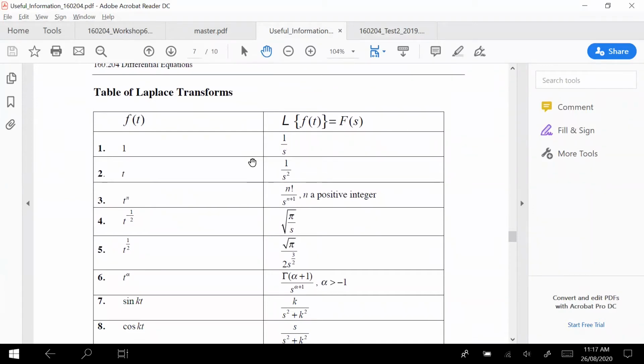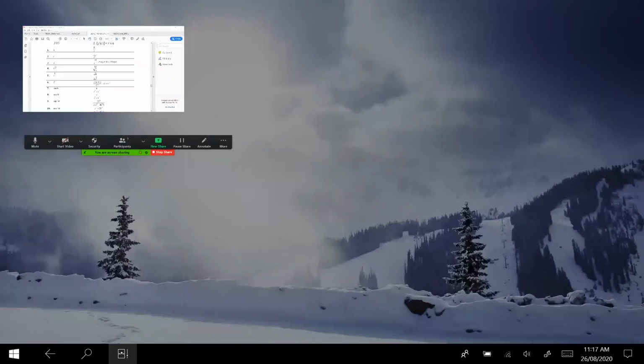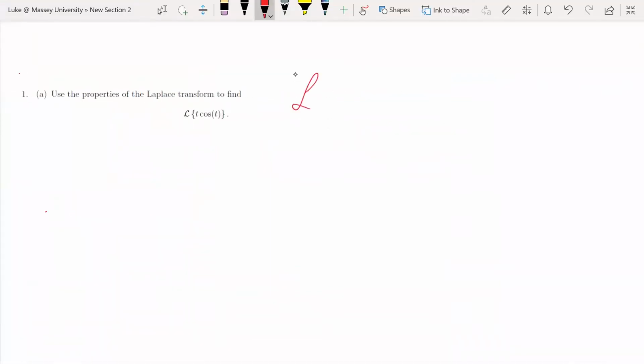There are two things I want you to note for this problem. The first is the Laplace transform of cosine of kt is s over s squared plus k squared. In our case, k is just 1, so that's pretty easy. That's number 8. So let's write that down: the Laplace transform of cosine t is simply equal to s over s squared plus 1. That was table number 8, k equals 1.